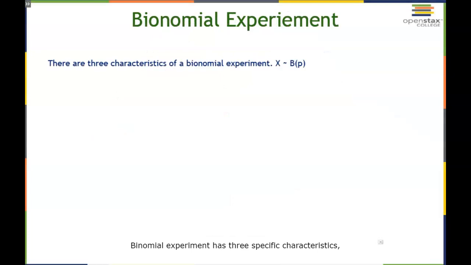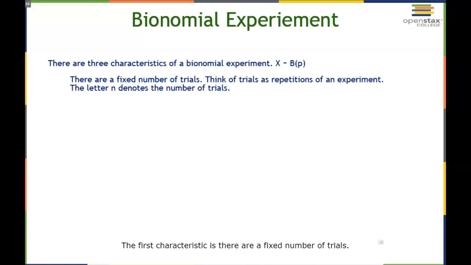A binomial experiment has 3 specific characteristics. The first characteristic is that there are a fixed number of trials. We're going to say we're going to run this experiment 10 times, or 30 times, or 50 times. It also goes along with how many people you have run that experiment with. We're going to denote this with N.